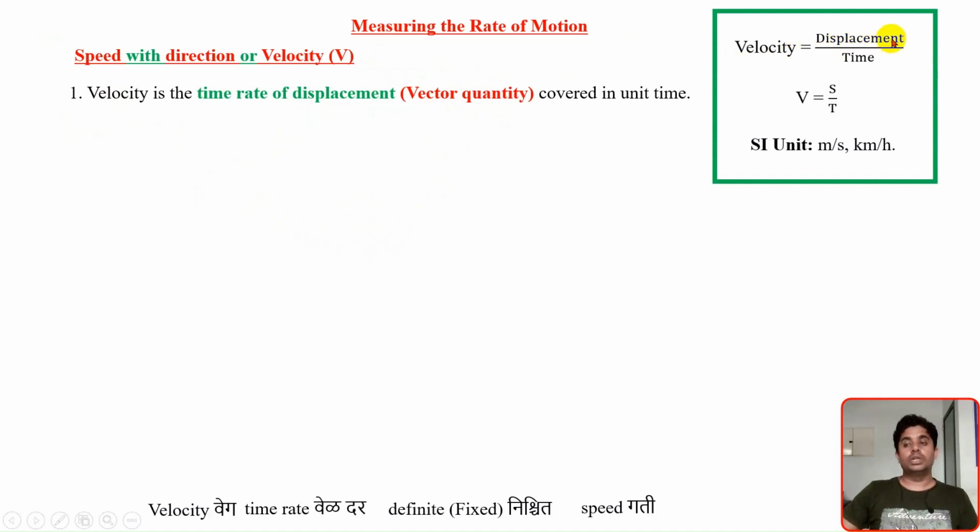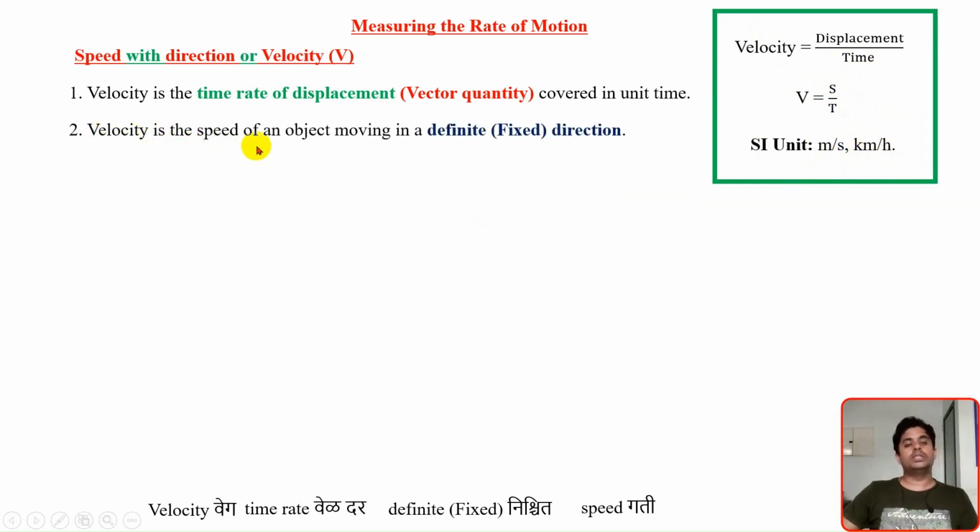We know velocity is equal to displacement divided by time. Always remember, here we have taken displacement. Velocity and displacement are vector quantities. When we mention displacement, it means it is with direction and magnitude. So velocity is equal to displacement, symbol s, divided by time, t. What is the unit of displacement? It is meter. What is the unit of time? Time we can measure in second or hours. So the SI unit of velocity can be meter per second or kilometer per hour.